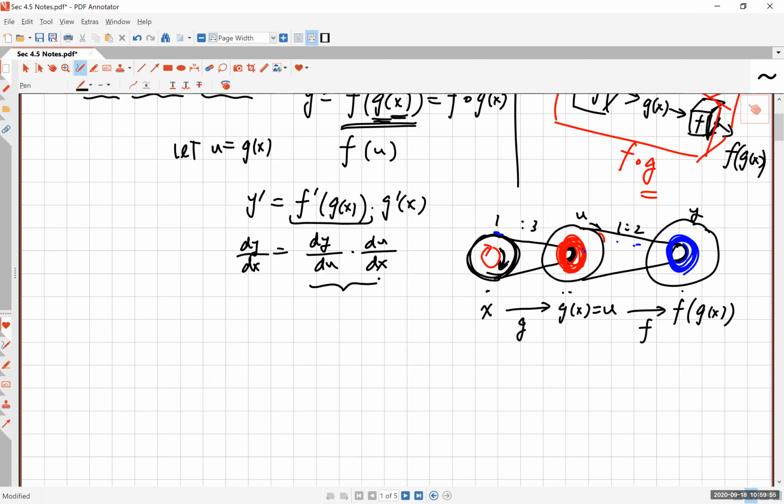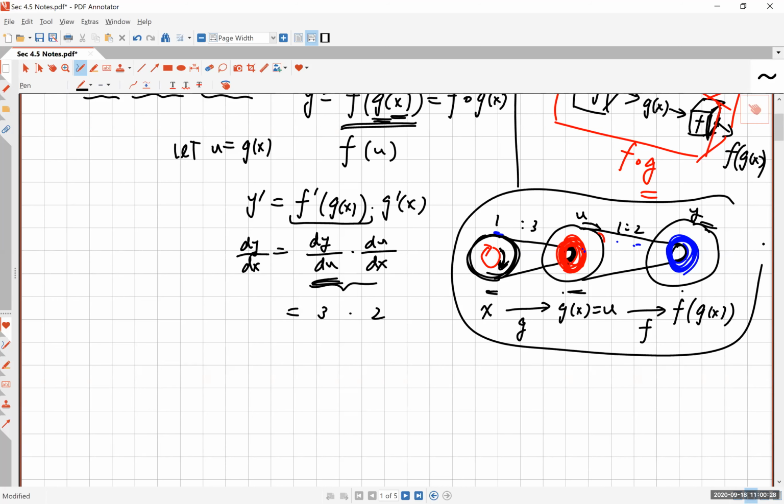You multiply these, and that's because of this. So what I'm saying is this was 3. Remember dy/du, that's how many times y turns with respect to u, that's 3. And du/dx is how many times u turns for each turn of x. That's the rate, remember, this is the instantaneous rate of increase, right? And so this will be 2. You multiply them. Why? Well, it's pretty obvious if you think of the gear system. You multiply because of these chains. And guess what? This is why it's called the chain rule.